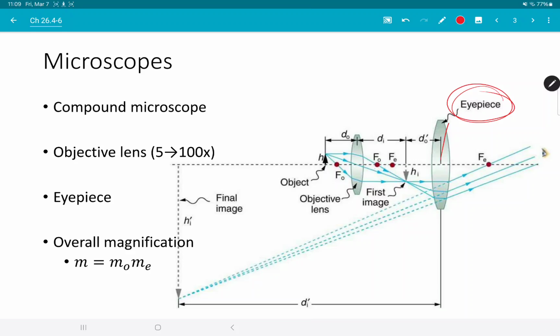Then you have the eyepiece. The eyepiece also provides some magnification. Normally the eyepieces are more moderate in the magnification. A lot of times they're maybe 10x. Sometimes I've seen 20x. The more magnification that the eyepiece tends to provide, oftentimes the smaller the opening in the eyepiece.